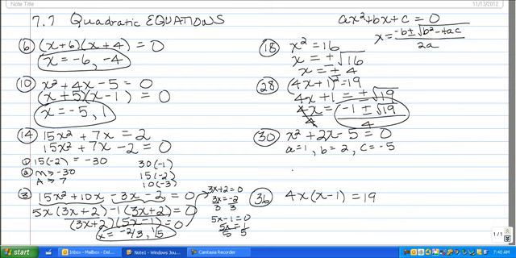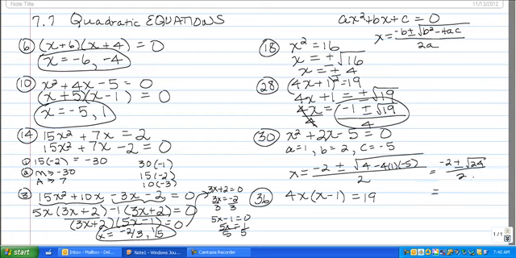So we have x equals -2 plus or minus the square root of 2 squared would be 4, minus 4 times 1 times -5, all over 2 times 1 would be a 2. And here we're going to get a positive 24. And 24 we can break down to 4 times 6, so the square root of 4 is 2.